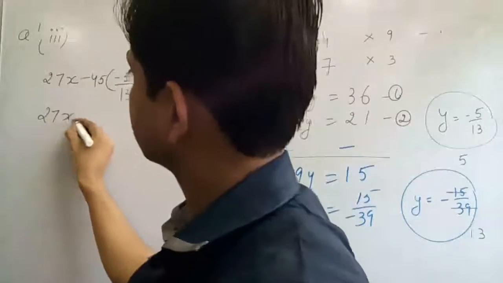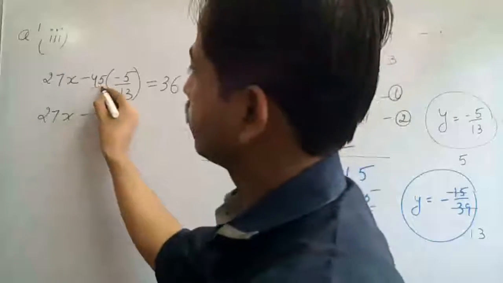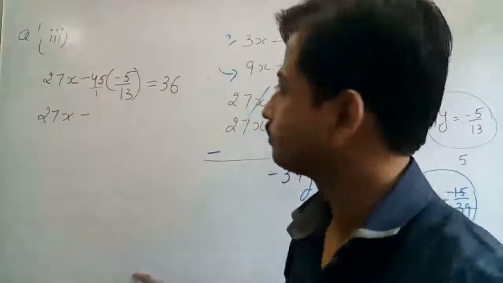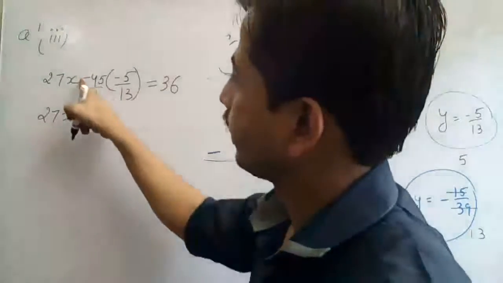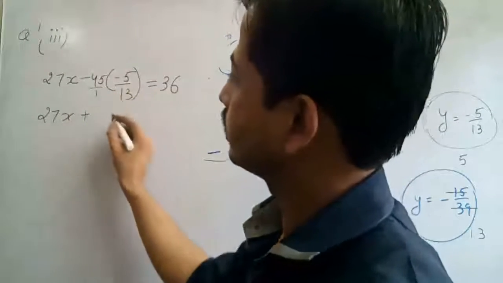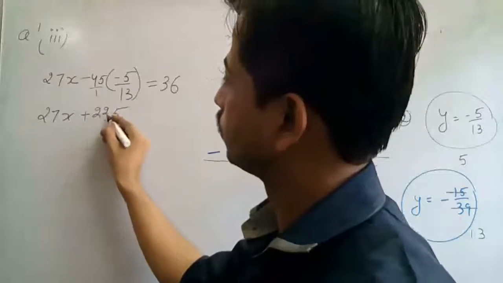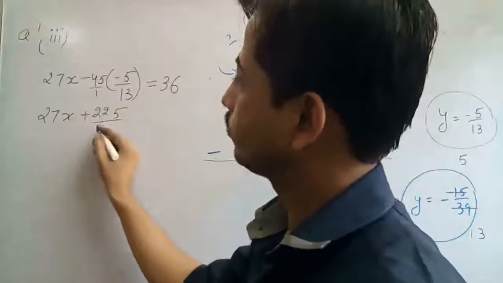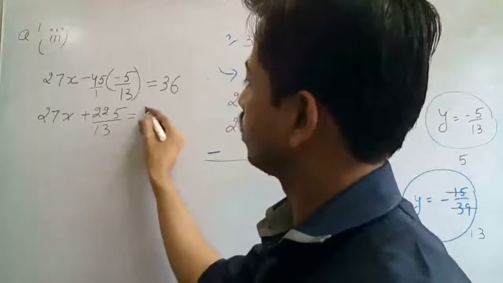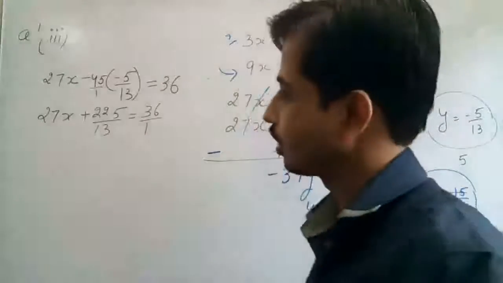27 into x minus 45, which can be written as 45 by 1. It's very easy to write. Now minus into minus gets positive. 15 into 5. 5 5s are 25. Carry 2. 5 4s are 22. 22 divided by 1 into 13. We get 13, is equal to 36, which can also be written as 36 by 1.